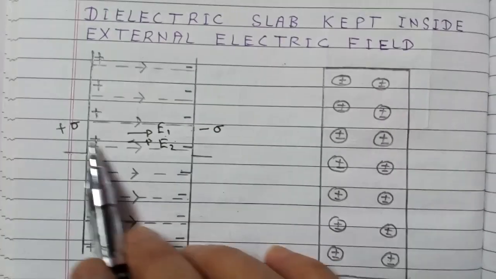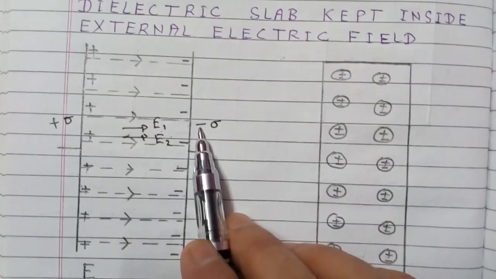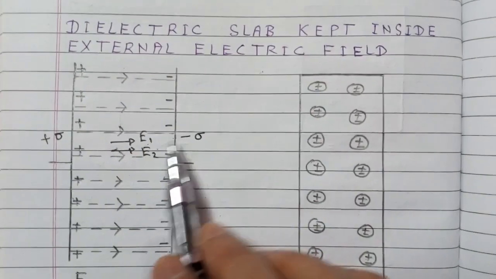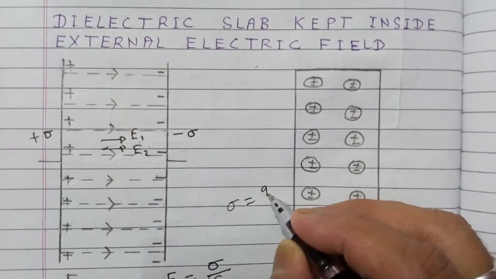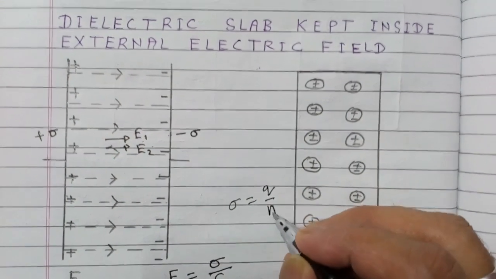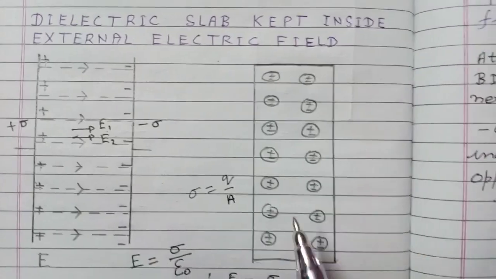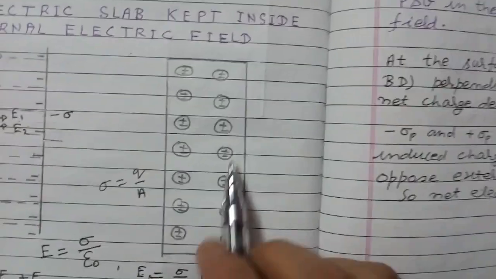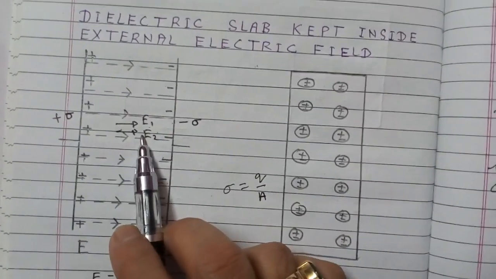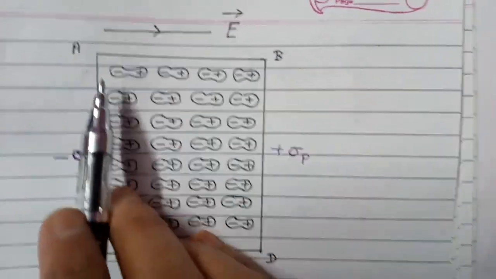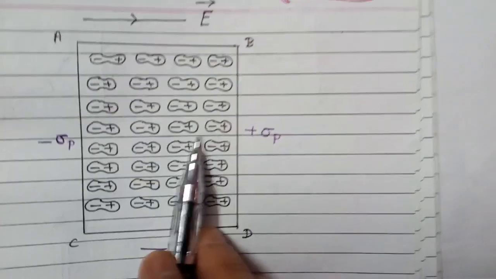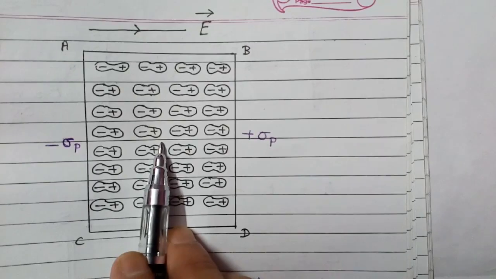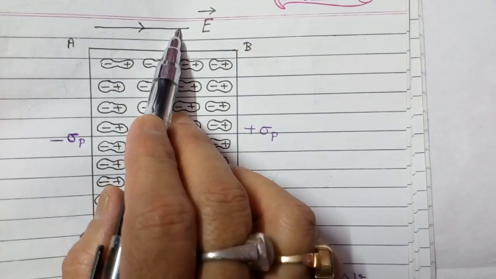So surface charge densities are plus sigma and minus sigma. Now surface charge density sigma is equal to Q by A, where Q is charge on the plate and A is area. Now when we keep this dielectric slab inside this electric field, then what happens? There will be polarization inside the dielectric because of external field.